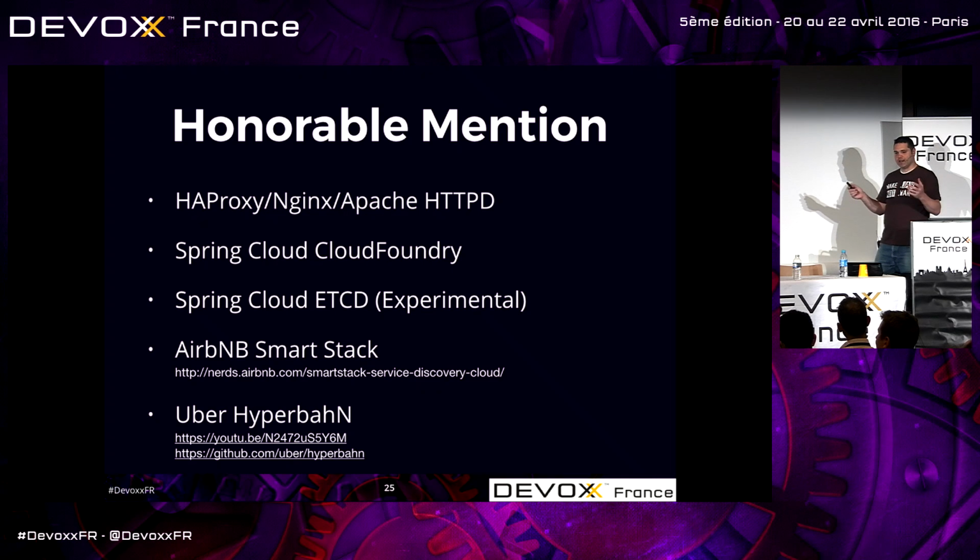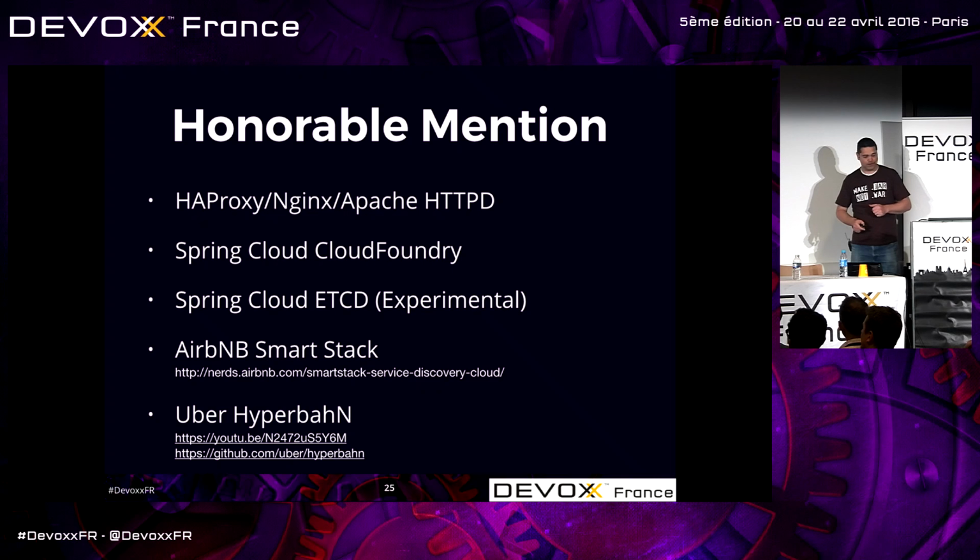A system like Cloud Foundry knows about all the instances that have been registered, right? Do you need another system? Well, maybe not. So we have this read-only interface for Cloud Foundry. I've played with etcd and got it to work with Spring Cloud. Airbnb has their own stack. If you really want to be blown away by one that's really, really different, go watch this video on Hyperbahn from Uber. Pretty slick.